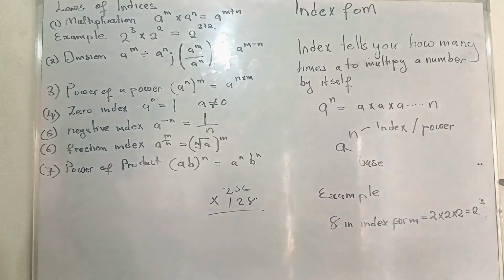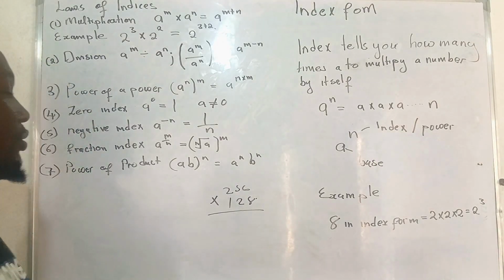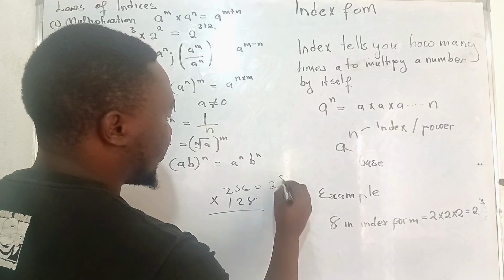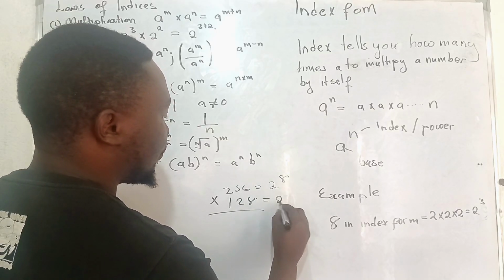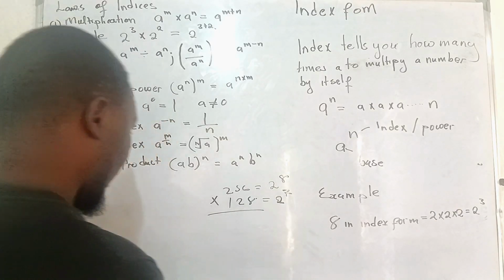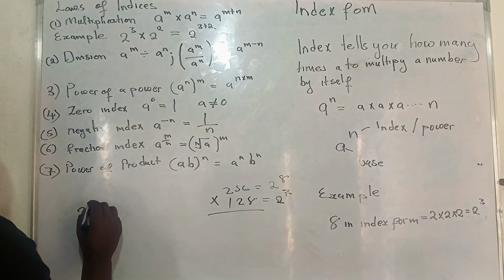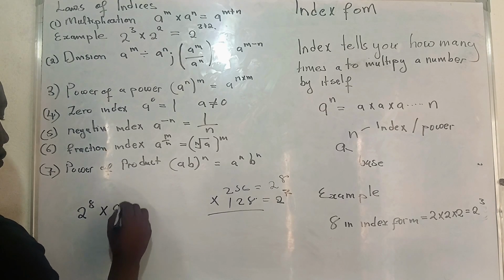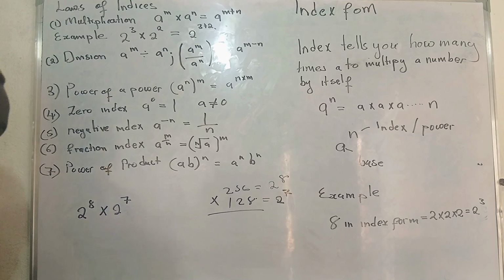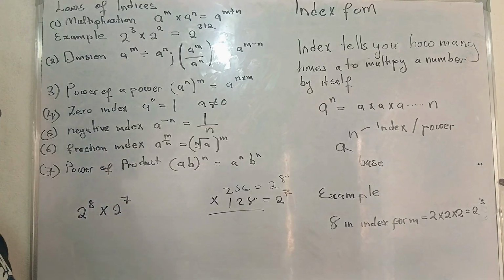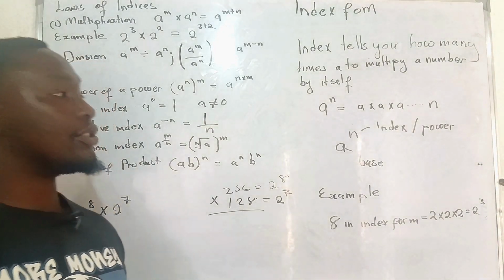So if you take 256 and you try to express it in index form, 256 gives you 2 to the power 8, and 128 gives you 2 to the power 7. So if you need to multiply these two, you're just going to say 2 to the power 8 multiplied by 2 to the power 7. So now you have a simpler form of this operation, thanks to index.